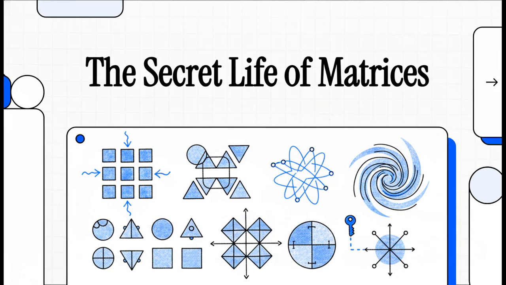You know, when we look at a matrix, it's easy to just see a grid of numbers, right? But what if I told you they have a secret life? That inside they have these hidden structures, these surprising properties, almost like a personality. Today, we're going to pull back the curtain and uncover that secret life together.